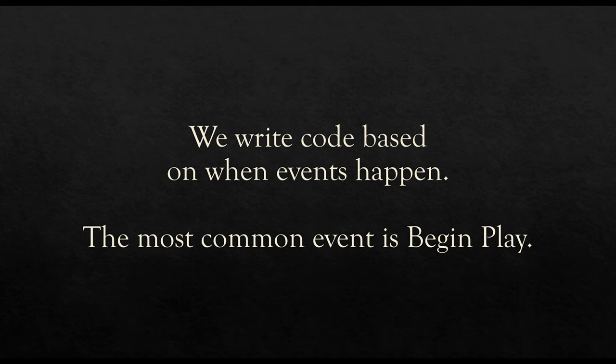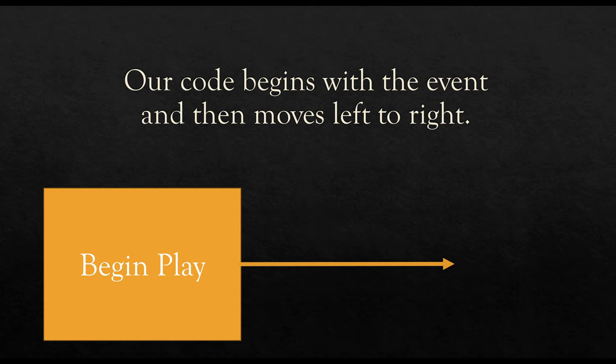So if we're looking at how we write code and think about the building blocks of our games within Unreal, we often find we move left to right. An event starts, and then our code runs. And this will make a little more sense when we look at blueprints as a visual scripting language, but at least for right now, understand that we move left to right, an event happens, our code runs.